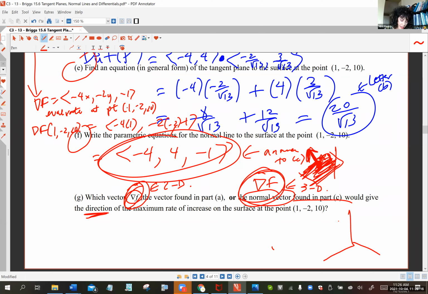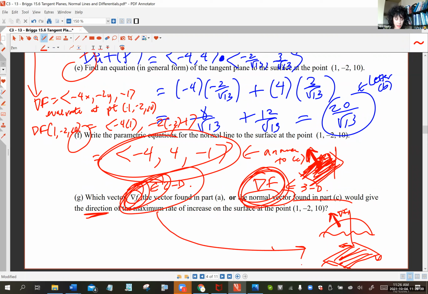So if you had, let's say, your surface, here's your point. Big del F is pointing out from that point, and the normal gradient. The little 2D del f is down here in the XY plane. If you graphed him, he'd be somewhere here in the XY plane. He's a 2D vector. So which one is pointing you in the direction of maximum rate of increase on the surface?